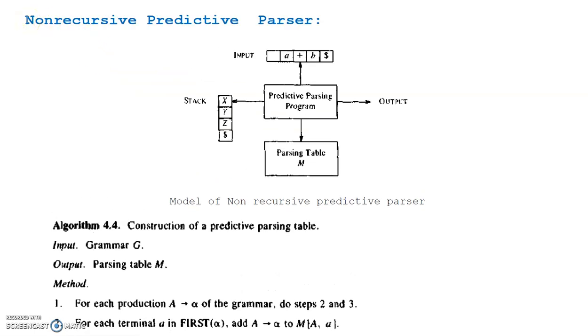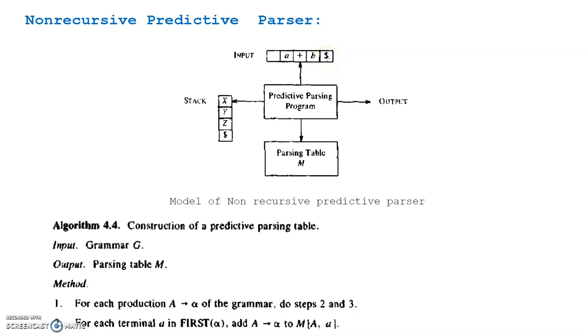Hi friends, today you will learn the construction of a non-recursive predictive parser. The non-recursive predictive parser contains an input, a stack, a parsing program and a parsing table, and has an output, either accepted or not. The input contains a set of strings to be parsed and it is ended with a dollar.